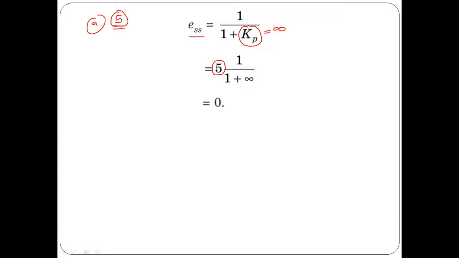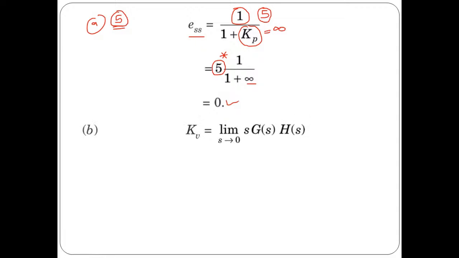So ESS is nothing but 1 upon 1 plus Kp. This is when we have taken a unit step, but whenever we are having a step signal apart from unity, then in that case we need to multiply this particular signal by its corresponding magnitude. So here the magnitude of that particular signal is nothing but 5. So that's why we need to take 5 into picture. So 5 multiplied by 1 upon 1 plus Kp, but Kp is infinite. So this is going to be 0.